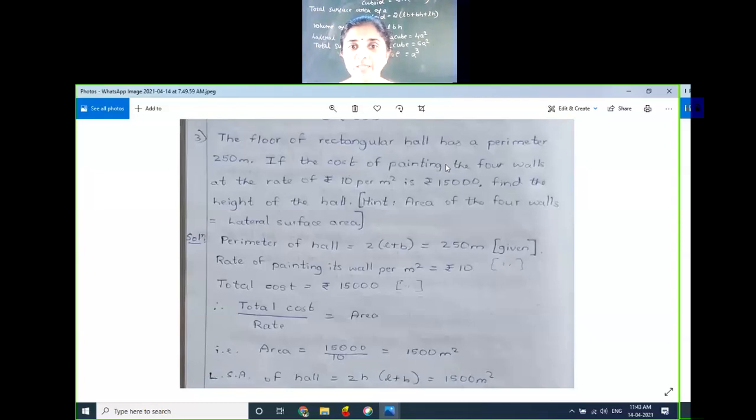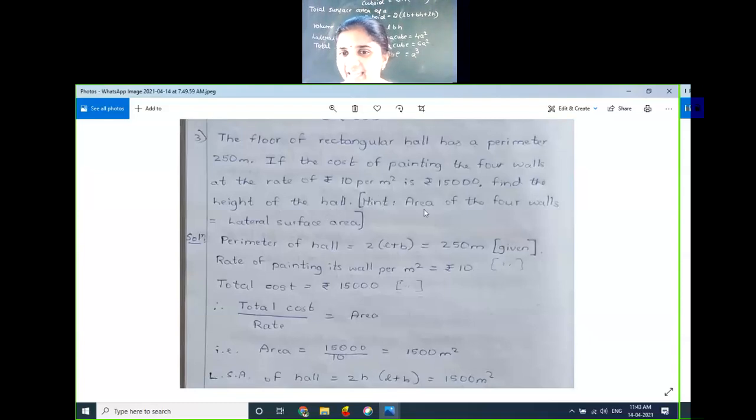Per meter square, 10 rupees. Already 15,000 amount paid. Find the height of the hall. Then what we have to find here? We have to find out the height of the hall. So something is given in the problem only, right?